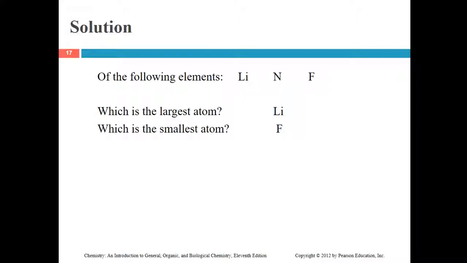All right, you're back. So, of the following elements, which is the largest and which is the smallest? Well, lithium, nitrogen, fluorine. Look and see where they are. Oh, they're all on the same period, period 2. So we know that as you go across the period, their size gets smaller. So the largest one would be lithium because it's furthest to the left, and the smallest one would be fluorine because, of those choices, it's furthest to the right. Okay, press pause and do this.